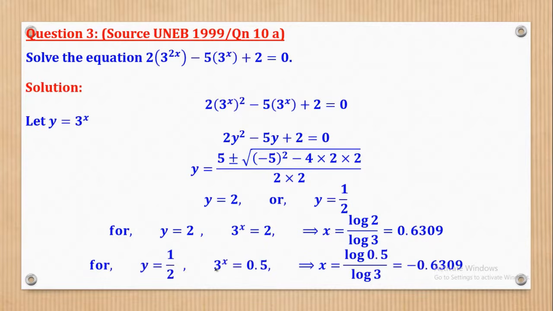What about when y is equal to a half? It implies that 3 to the power x is equal to 0.5. Therefore, x is equal to log 0.5 over log 3, which is negative 0.6309.